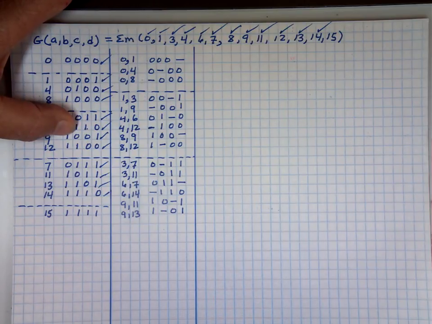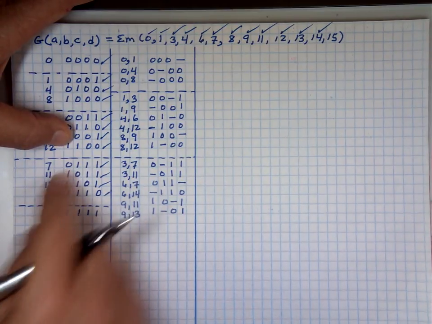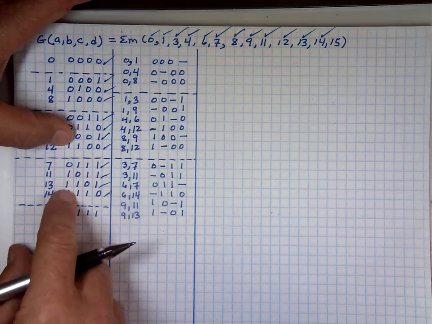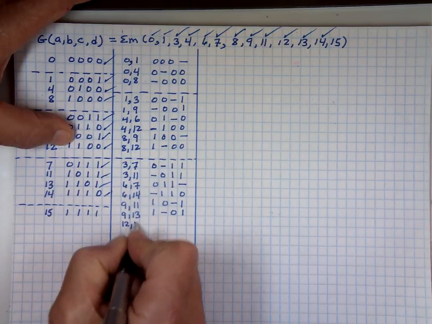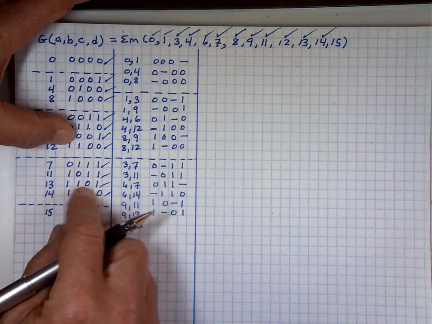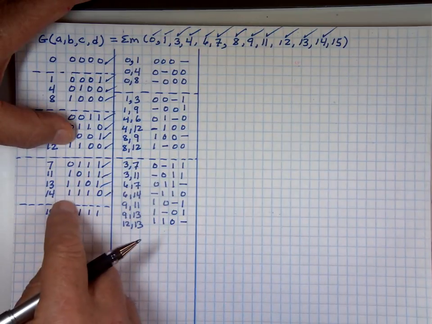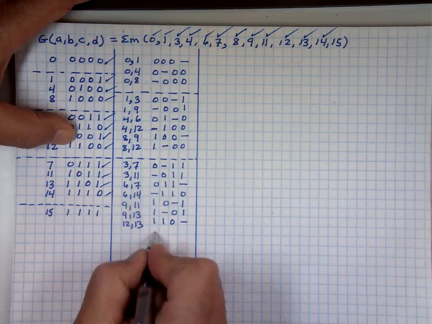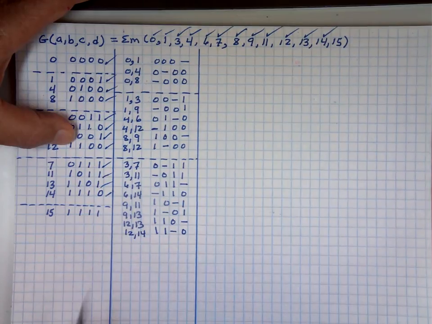Now let's look at the 12. 12 and 7. No. 12 and 11. No. 12 and 13. Yes. That would be what? 12 and 13. 1, 1, 0, dash. 12 and 14. 1, 1, dash, 0. So that group is done now.